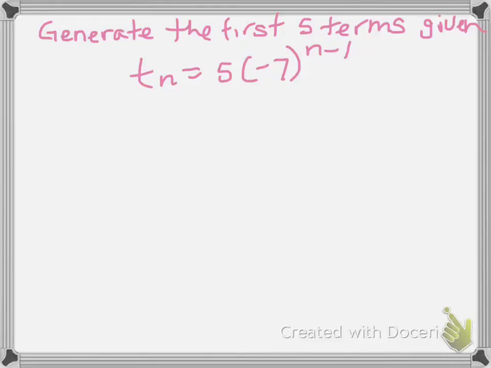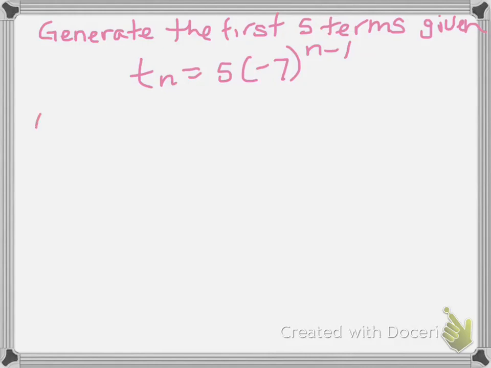All right, so now that we can find the general term, determine if a sequence is geometric, and then use the general term to determine any value of a term number, one thing we also need to be able to do is generate terms of a sequence if we're given an equation for the general term. So if we need to generate the first 5 terms given t sub n equals 5 times negative 7 to the power of n minus 1, we need to be able to do that.